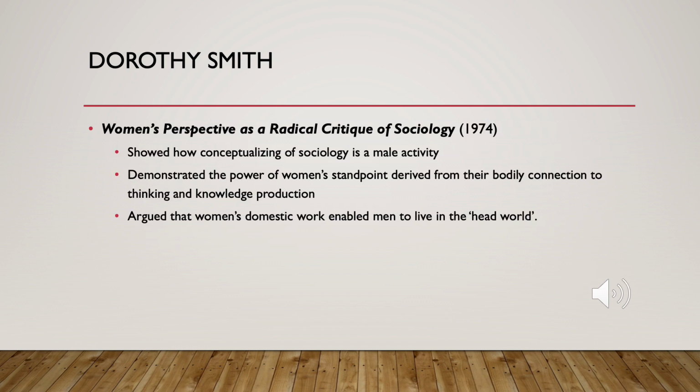Gurminder Bambra, herself a social theorist, explains that Dorothy Smith's paper, Women's Perspective as a Radical Critique of Sociology, was groundbreaking and inspirational to her contemporary feminist colleagues. Delivered at a conference in 1972, Smith showed how sociology was conceptualized as a male activity and that it depended upon certain conditions for its achievement that men, but not women, could take for granted.